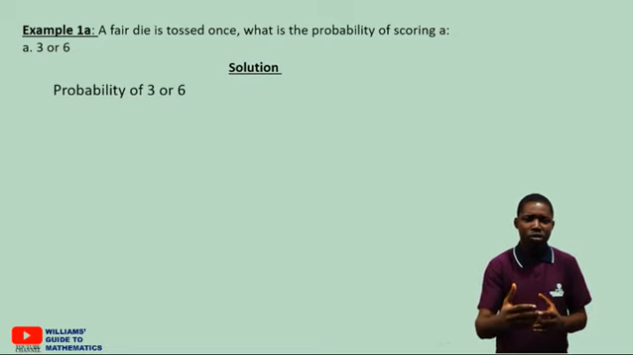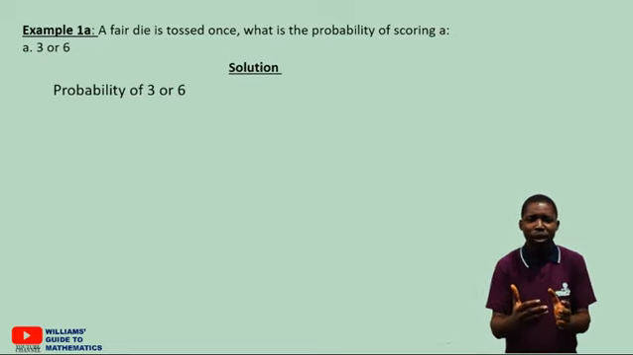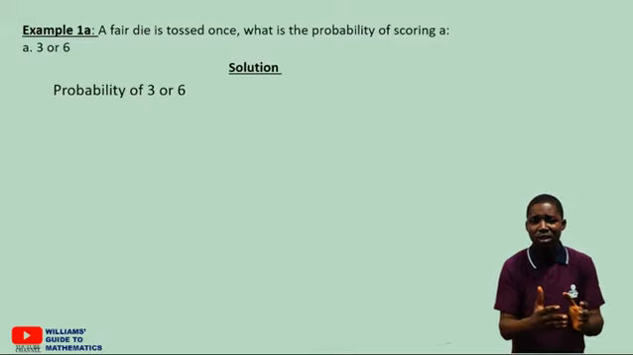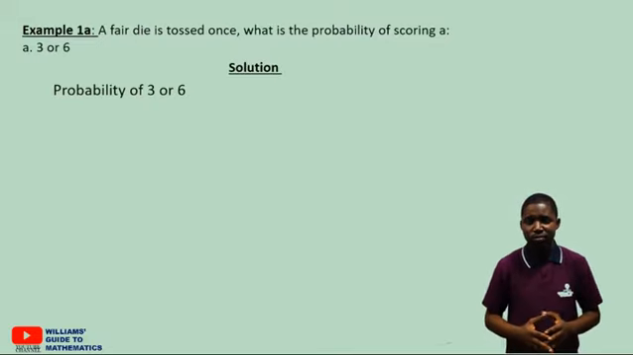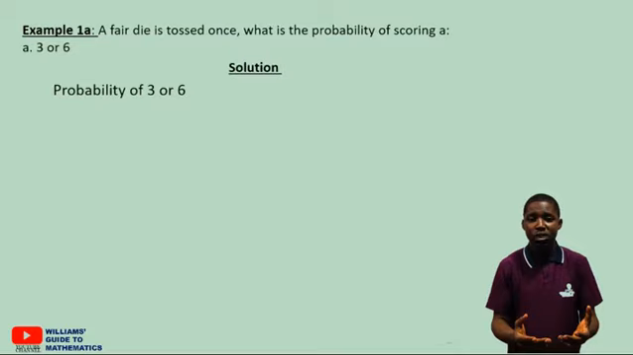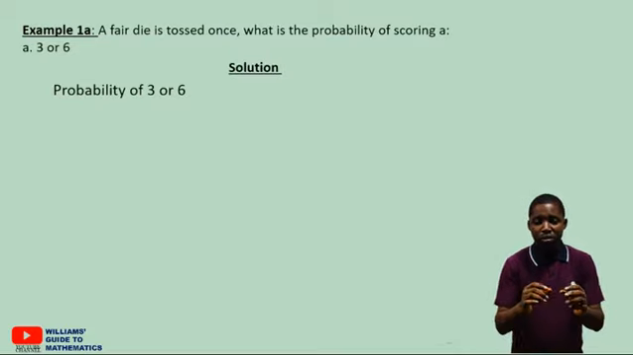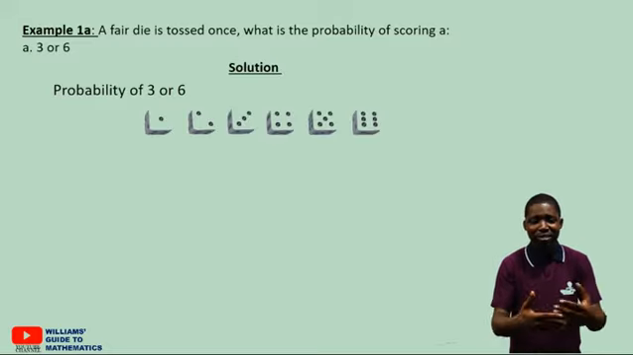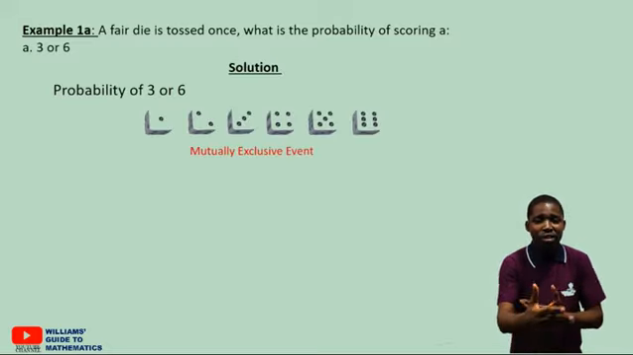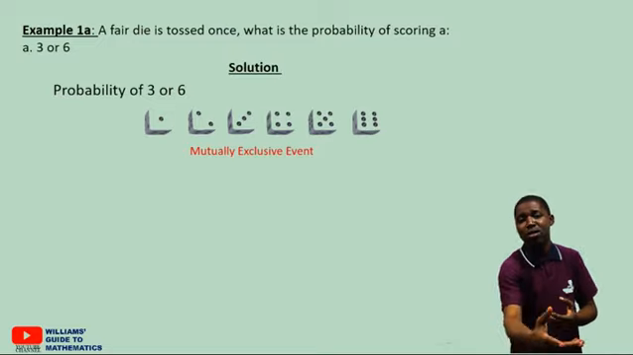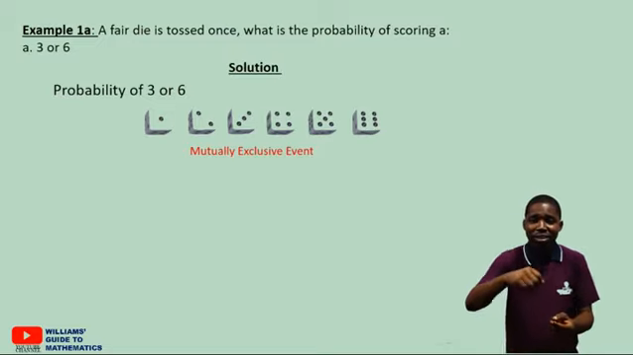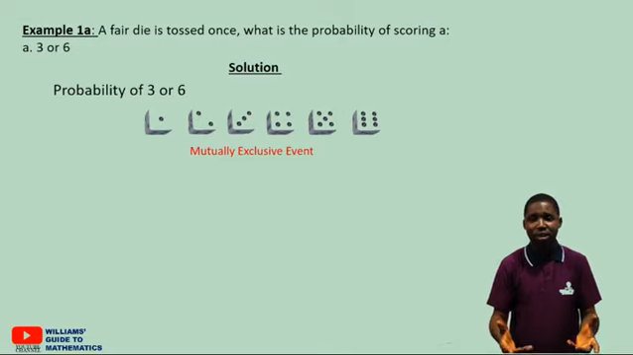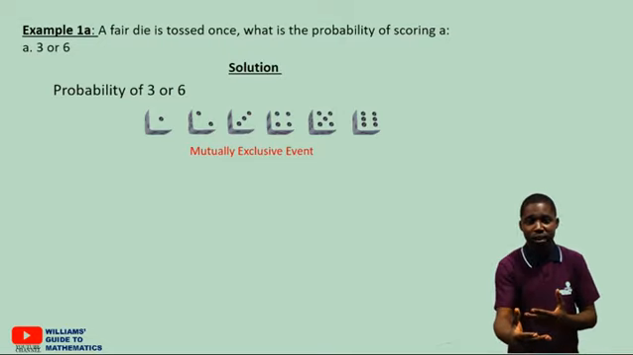In this question, the first part is asking us for the probability of getting 3 or getting 6. They are mutually exclusive events because getting 3 or 6 is from a die. Now 3, 6, they are separate events. They cannot happen together. If I toss a die now, I cannot be getting 3 and getting 6 at the same time. So they are mutually exclusive events.